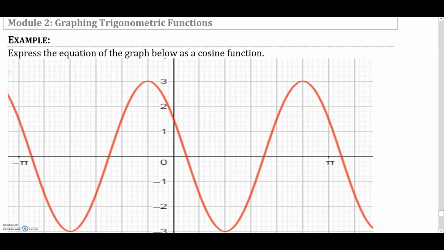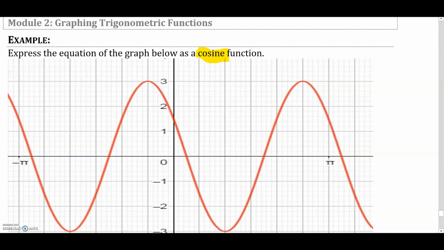In this example, we want to express the equation of the graph below as a cosine function. We know that we want a cosine function. We need to identify some key attributes based on the graph. Whereas in the last question, we were told the amplitude, period, and phase shift and used those values to determine the equation of the trig function. In this example, we have a graph and we need to determine or read the amplitude, period, and phase shift from the graph.